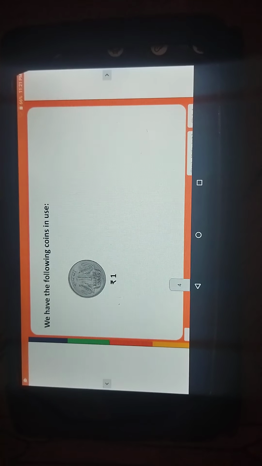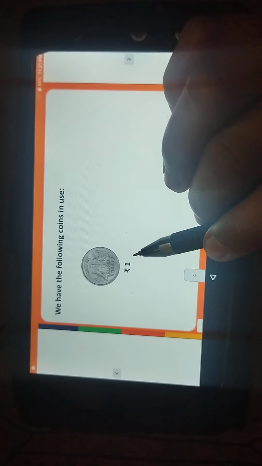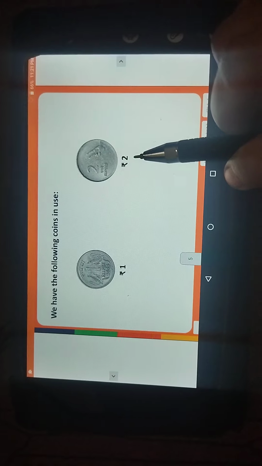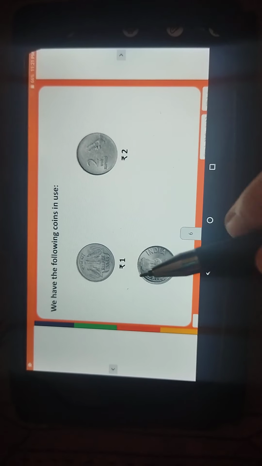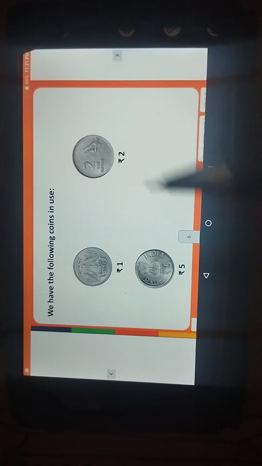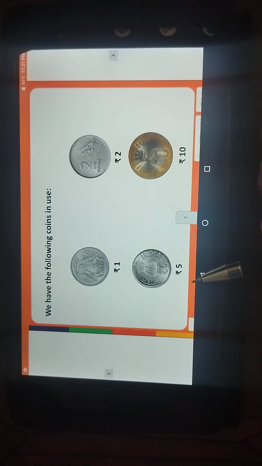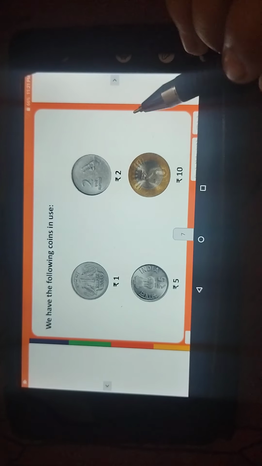Now we have the following coins in use. Rupees 1, we have two following coins of rupees 1. This is 2 rupees. 1 rupee, 2 rupees. Now 5 rupees. 1 rupee, 2 rupees, 5 rupees. 10 rupees is there. 1 rupee, 2 rupees, 5 rupees and 10 rupees. This currency you have already seen this, right?